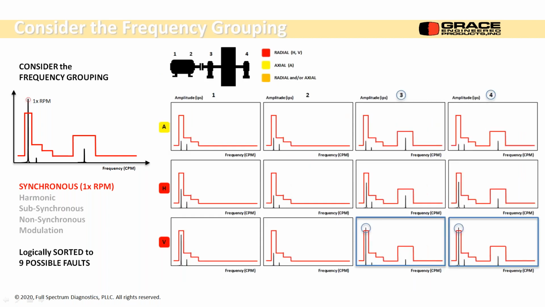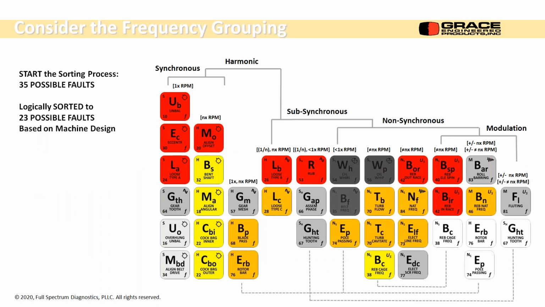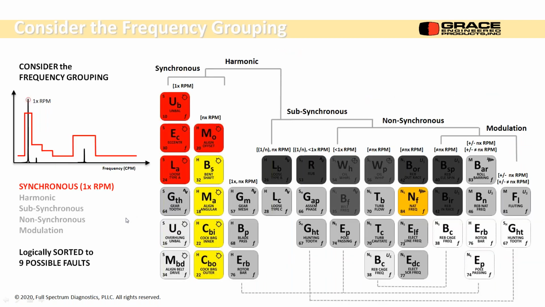So we had all these blocks selected. Everything that's not synchronous will also go away. So those blocks all through here, except for natural frequency. So it's not a bearing frequency. It's not electrical. It's not all that. It's synchronous. So we're down to 9 problems. We went from 35 to 23. Now we are at 9 potential problems.